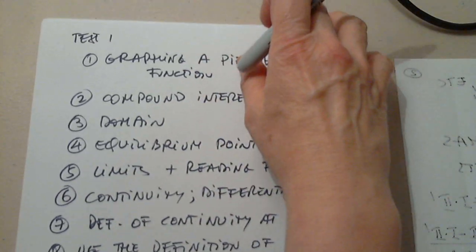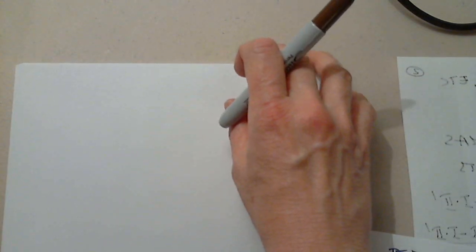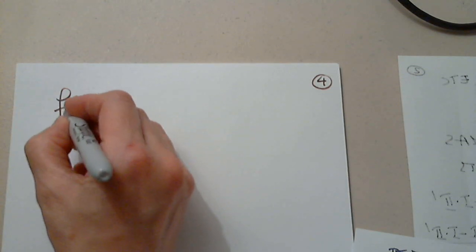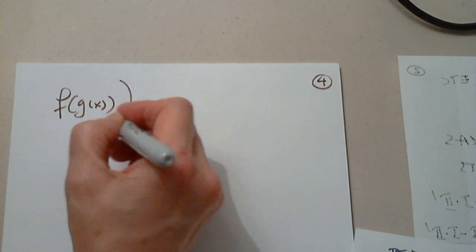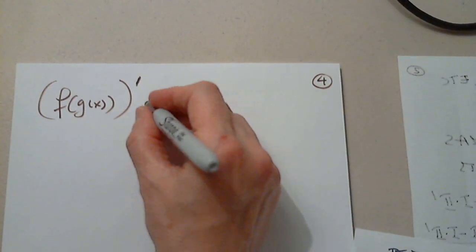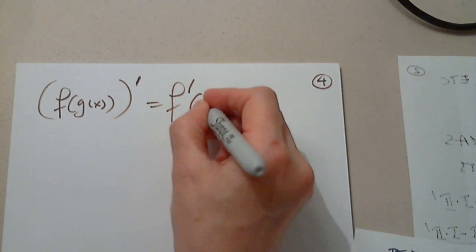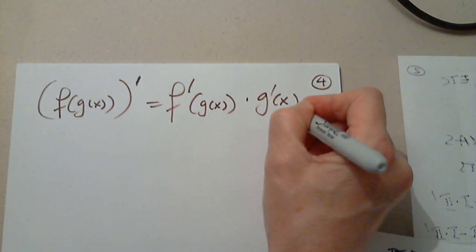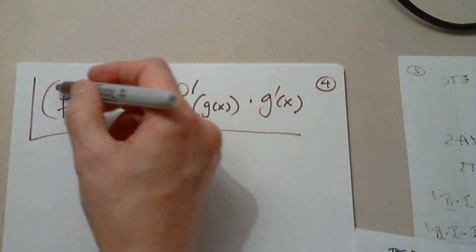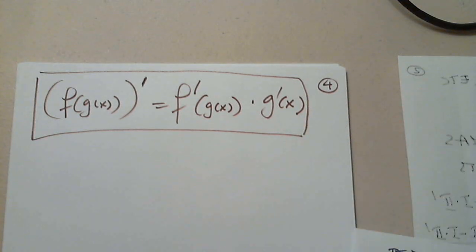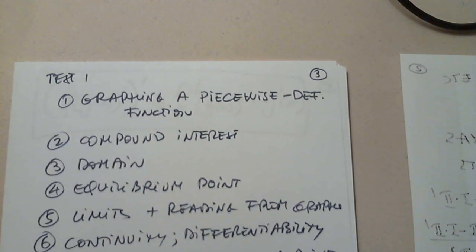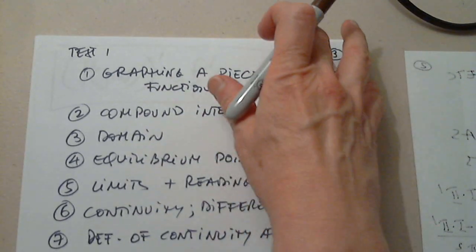Okay, I think I wanted to add one more thing here, and then I'll come back to page 3. So again, the derivative of a function of a function is the outer function prime times the inner function prime. Okay. So now coming back, I have a list of topics for test 1.